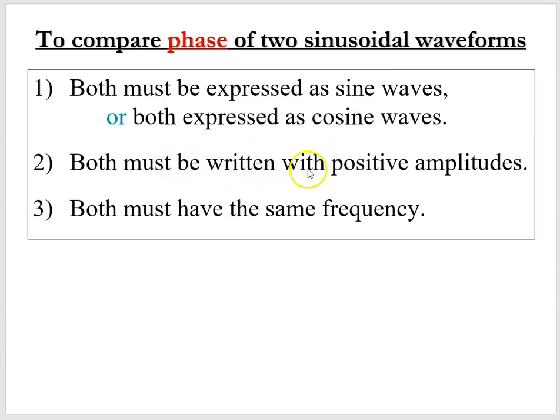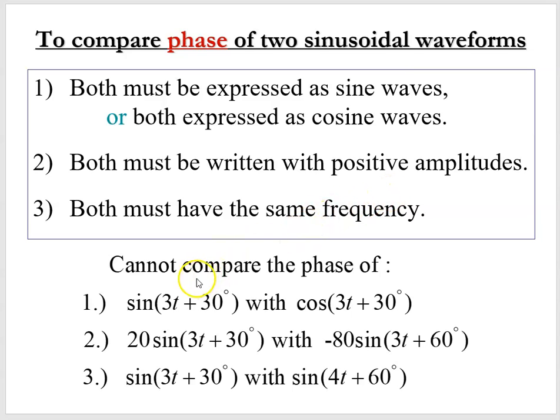And both must have positive amplitudes in order to compare the phase. And they both must have the same frequency. So for example, we cannot compare the sine of 3t plus 30 degrees with cosine 3t plus 30 degrees. We can't compare these 30 degrees. In order to compare them, we first have to convert either sine to cosine or cosine to sine, and then we can compare those two phase angles.